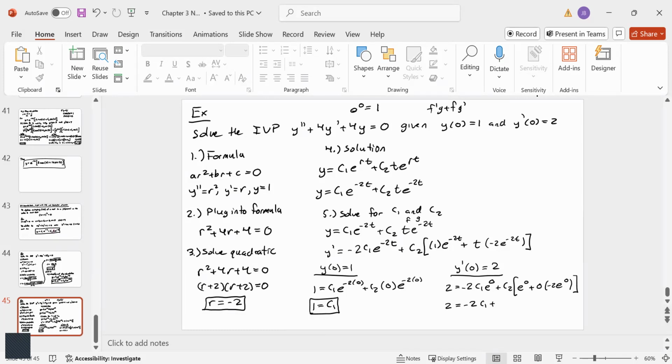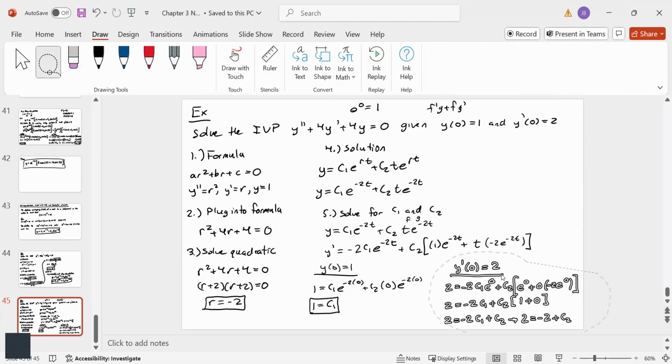E to the 0 is 1. But because there's a 0 inside with that times 0, they sometimes lump it all together and make it all 0. So know that not the entire thing goes away, just the second term inside that bracket. So then we get 2 equals negative 2C1 plus C2. And then because we know C1 is 1, we can say that 2 is equal to negative 2 plus C2, which means C2 is 4, right?